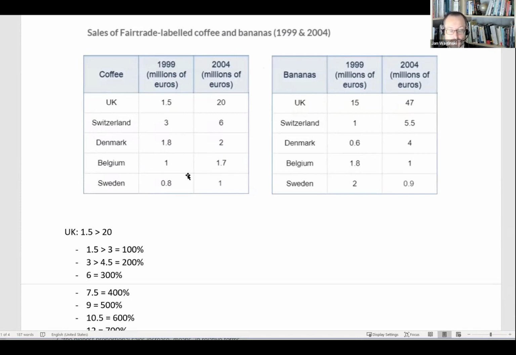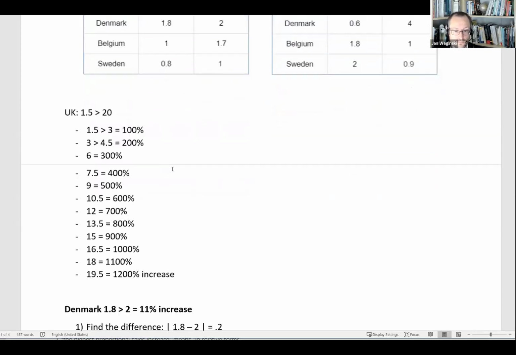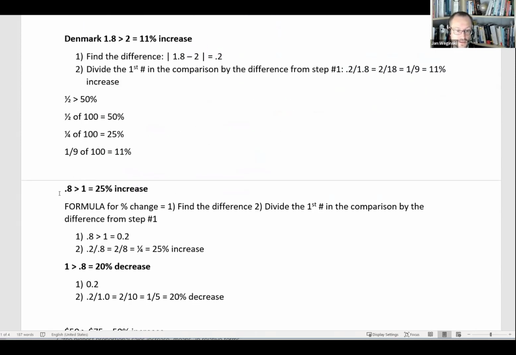Okay, what about Belgium? This is an easy one. 70% increase. Okay, and you only need to go in one direction. You only need to go from 99 to 2004. You're not going to need to work backwards. So it's not as hard as the first example that we saw. And Sweden, that's the one that we saw here.